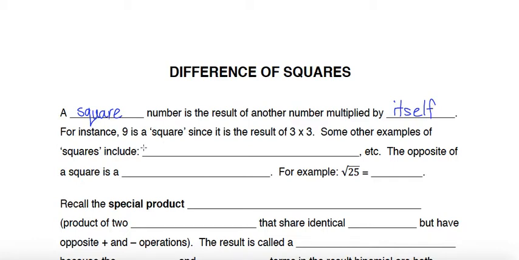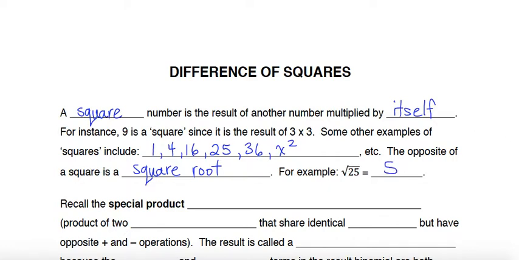Some other examples of squares include 1, 1 times 1; 4, 2 times 2; 16, 4 times 4; 25, 5 times 5; 36, 6 times 6; x squared, x times x, and so on. The opposite of a square is a square root. For example, the square root of 25 is 5.